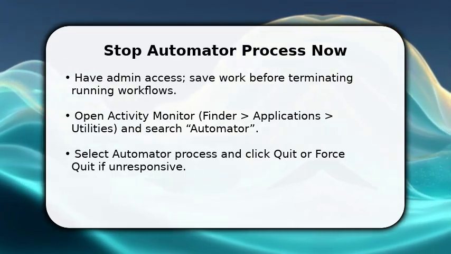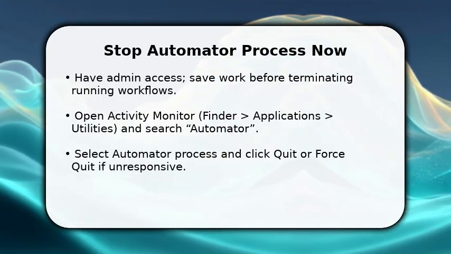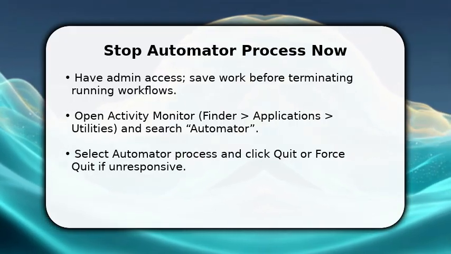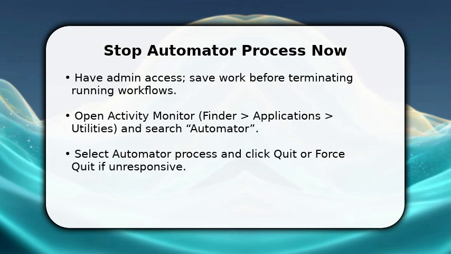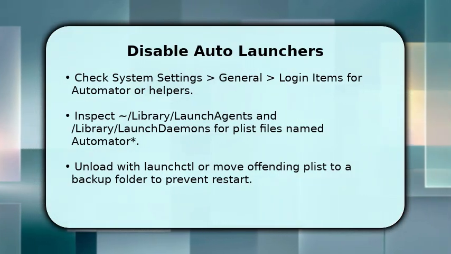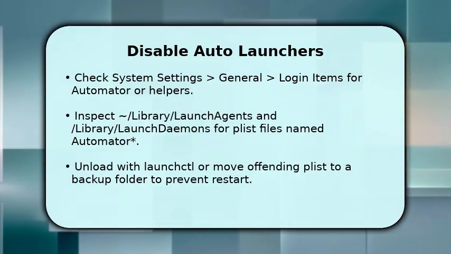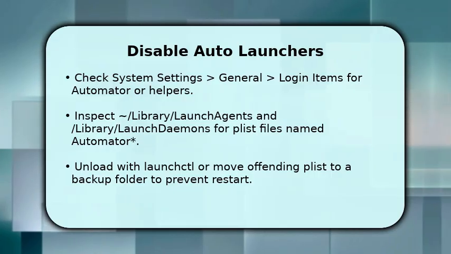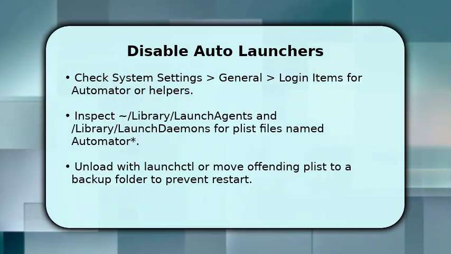You're doing this to halt runaway or looping Automator actions quickly once the process stops. Note any lingering helper names so you can remove persistent launchers in the next step. Once the process is stopped, make sure Automator won't restart automatically. Open System Settings and remove Automator-related items from login items. That prevents user session relaunch.